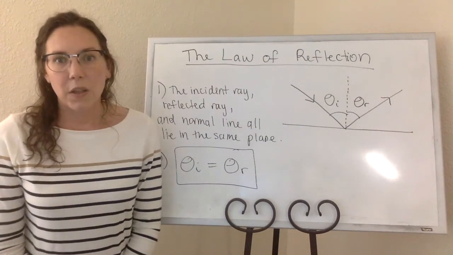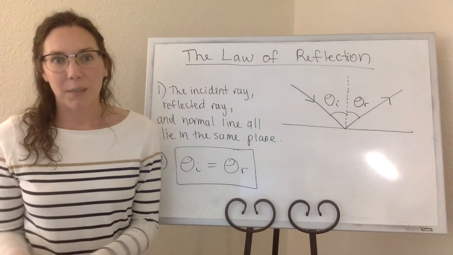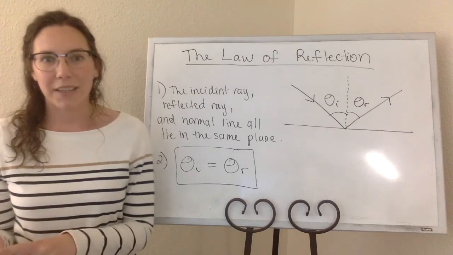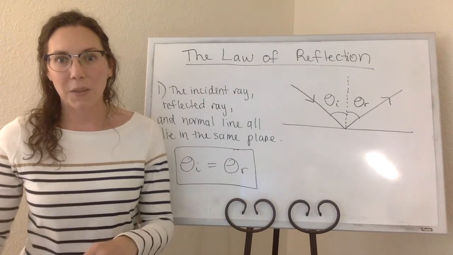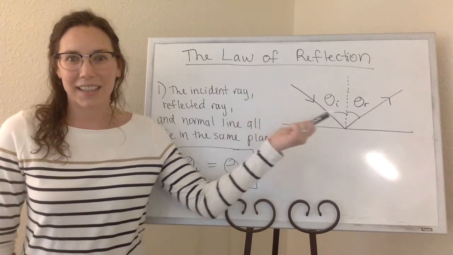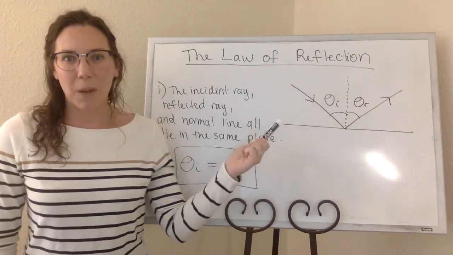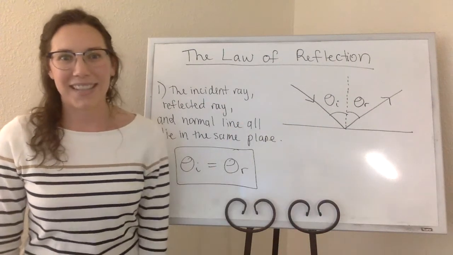Okay, so the law of reflection says two things. First of all, the incident ray, the reflected ray, and the normal line all lie in the same plane. So they're all in one 2D surface. That means it actually looks like this. I've drawn it on the surface of the whiteboard, and it all would be in one surface there.